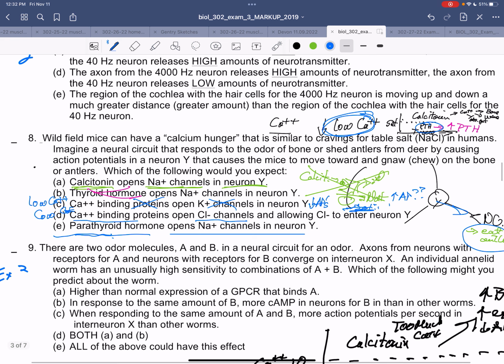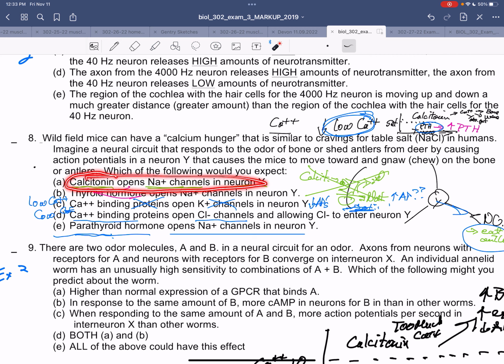Okay, this is a transfer problem. You have to understand this is related to calcium regulated. Cravings for table salt links back to at least some stuff related to sensory systems. Action potentials in neuron Y is back when we talked about action potentials, and some of these look at what different channel types do to change membrane potential. So that's back to membrane potential and action potentials.